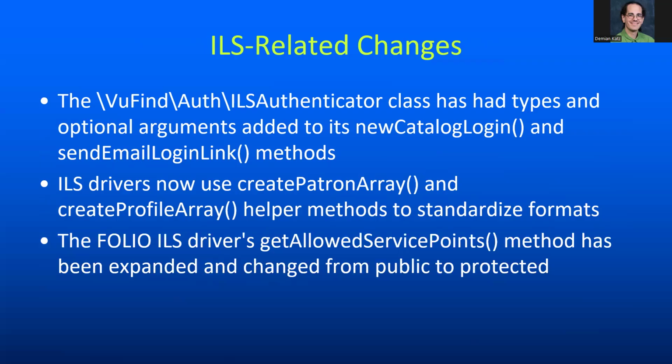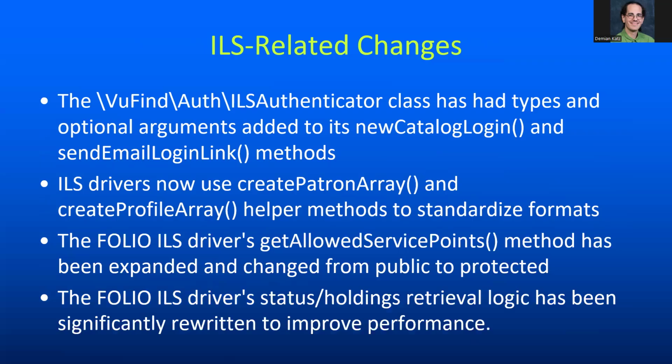Also, a couple specific improvements to the Folio driver. Its get allowed service points method was accidentally public in past releases. It's been made protected, and its signature has been expanded a bit. You probably never called it directly. You shouldn't have. If you did, please stop. Additionally, the logic in the driver for retrieving item status and holdings has been significantly rewritten to improve performance, but if you have custom logic related to this, it may need adjusting.